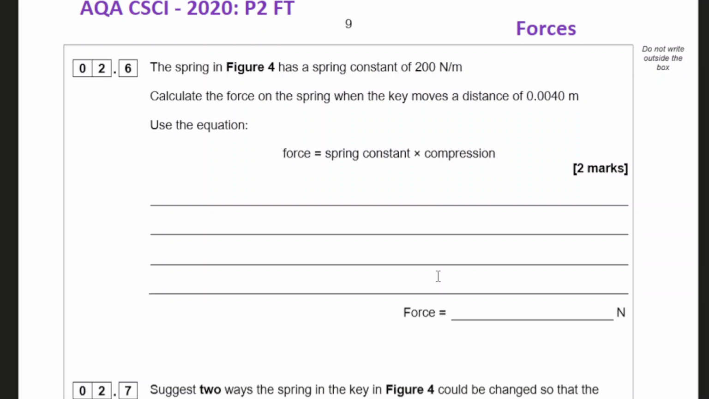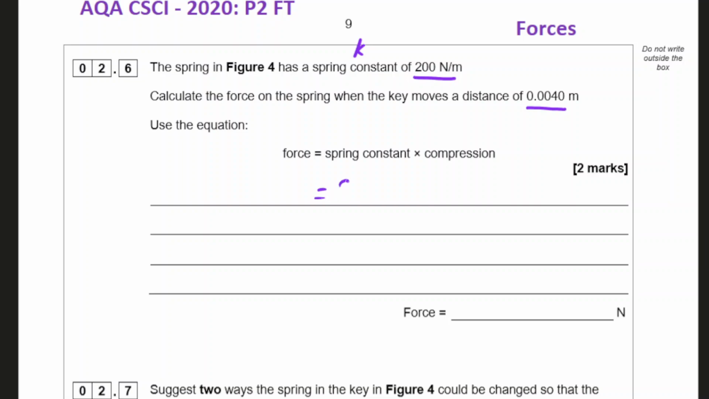The spring in figure 4 has a spring constant of 400 Newton per meter. So the symbol for spring constant is K. Calculate the force on the spring when the key moves a distance of 0.004 meters. So they have given you the word equation.